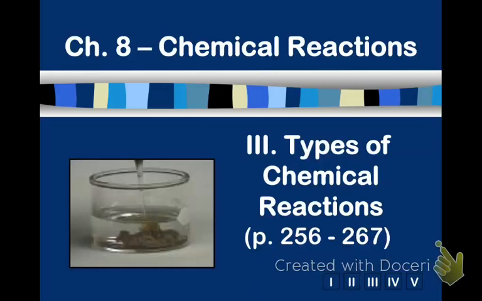This is Chapter 8, Sections 2 and 3 together, and we're covering this in two different parts. So this will be Part A today, and then we'll do Part B tomorrow. But again, Chapter 8, Sections 2 and 3, this is Part A. There are 5 types of chemical reactions that we will talk about, and we'll talk about the first 3 today.